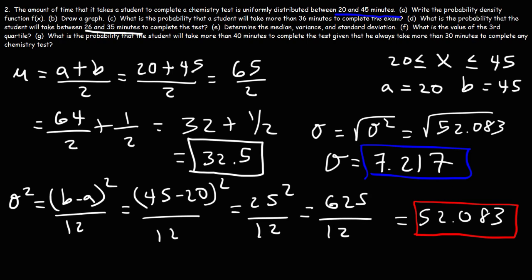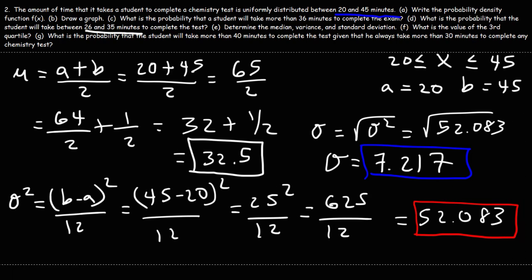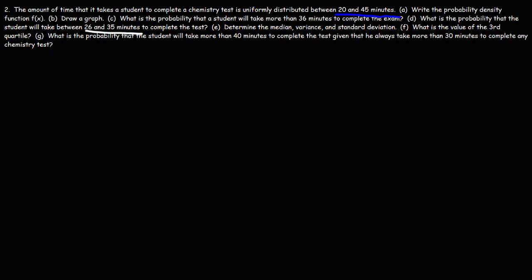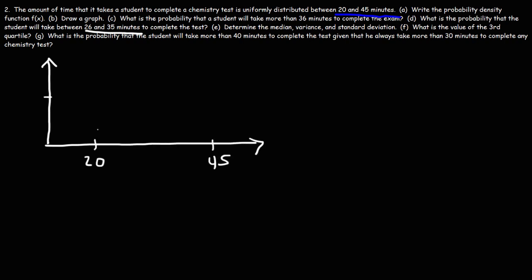Now, let's move on to part F. What is the value of the third quartile? To get the answer for this one, it's going to be helpful to draw a graph. So this is A, this is B. And the y value is 1 over 25.